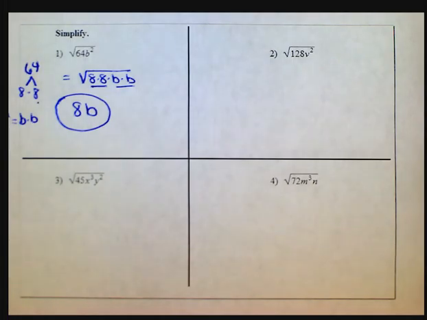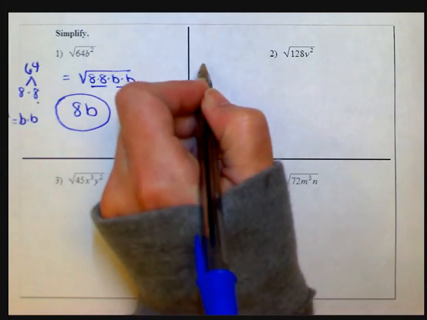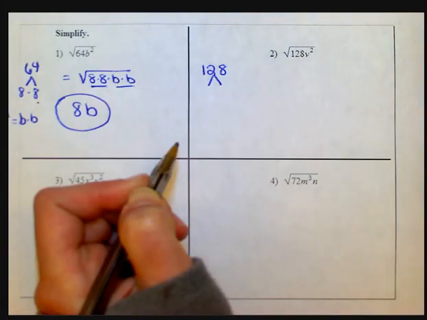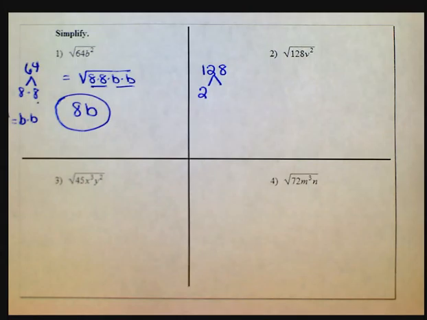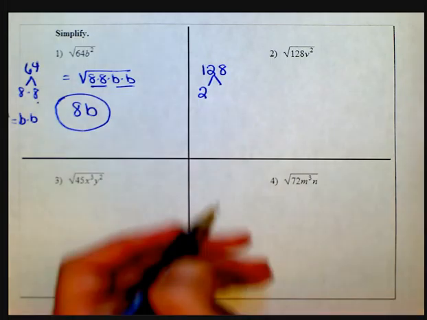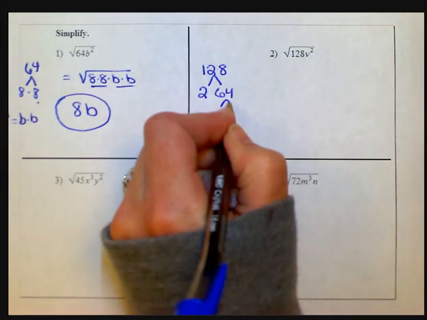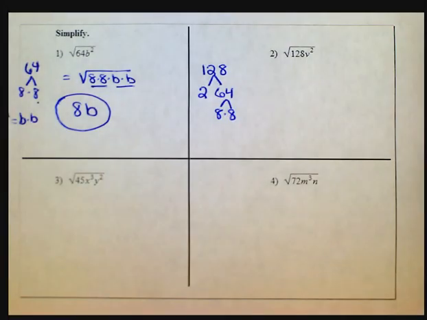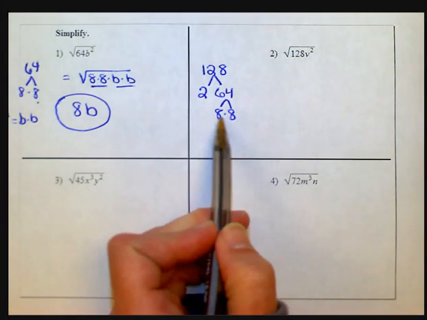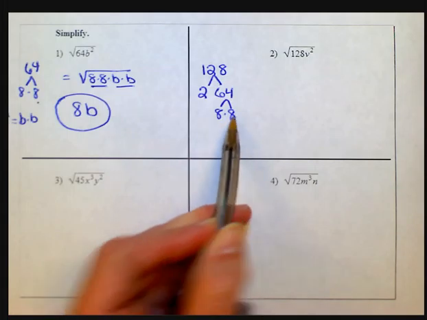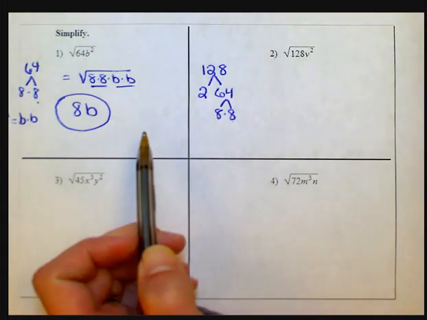Alright, let's look at number 2. 128 I don't recognize as a perfect square, so I'm going to do my prime factorization. And I divide it by 2 because it's an even number. And so 128 divided by 2 is 64. Well, we just used 64 over there, and I know it's a perfect square number. It's 8 times 8. I'm not going to keep breaking this down because I know if I have 2 under, I can bring one out.